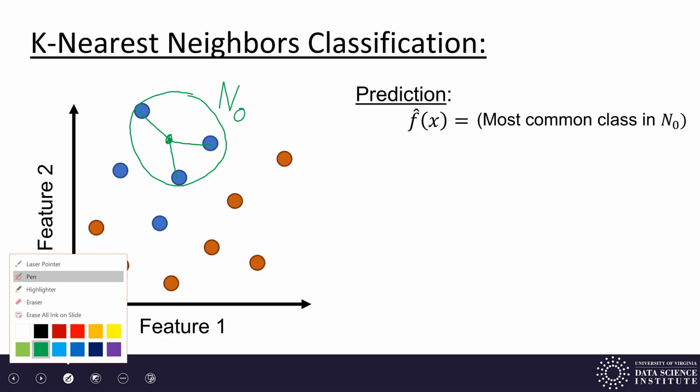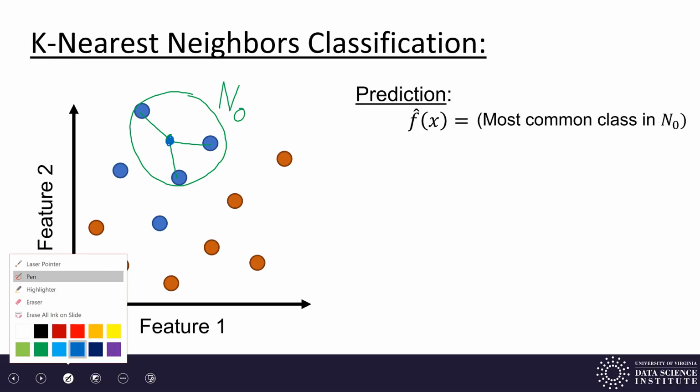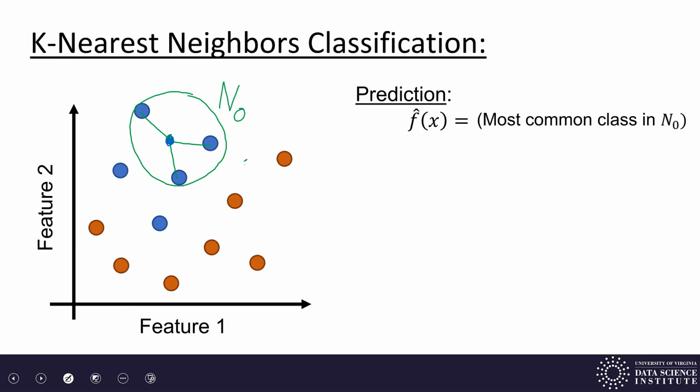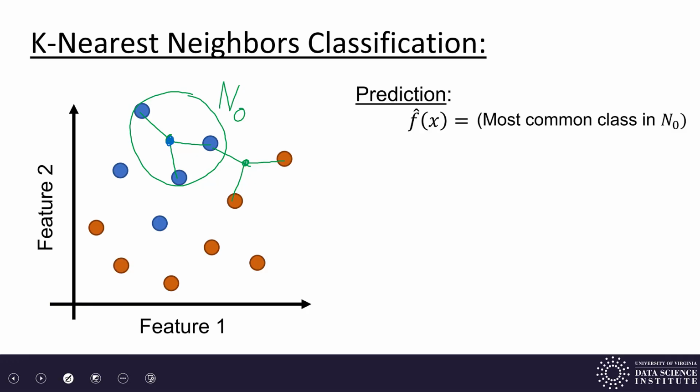In my toy case, I'm going to label this new data point blue because all 3 of its 3 nearest neighbors are blue. If my new data point were right here, I would look at its 3 nearest neighbors, and I see it has 2 orange neighbors and 1 blue neighbor. And so this data point here is going to get labeled orange.